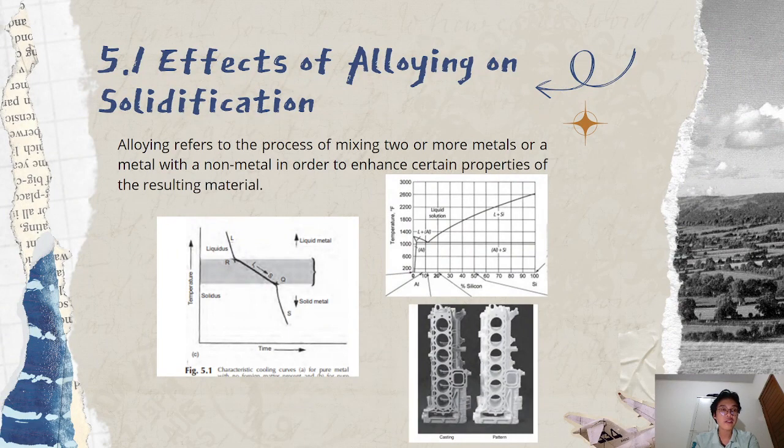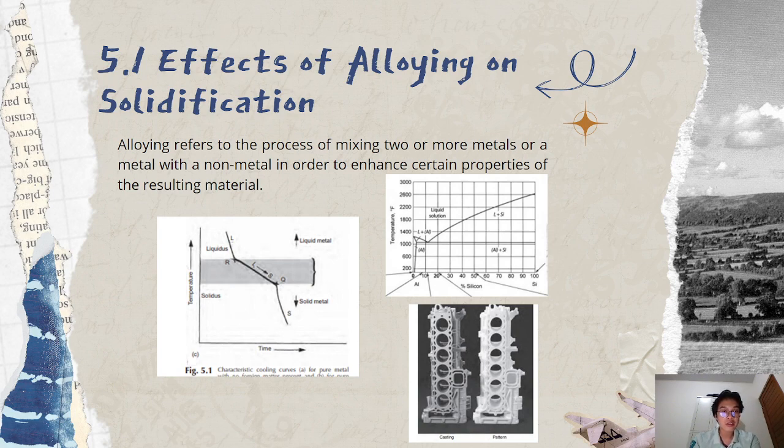First, 5.1, the effect of alloying on solidification. Alloying refers to the process of mixing two or more metals, or a metal with a non-metal, in order to enhance certain properties of the resulting material. You can see the picture.